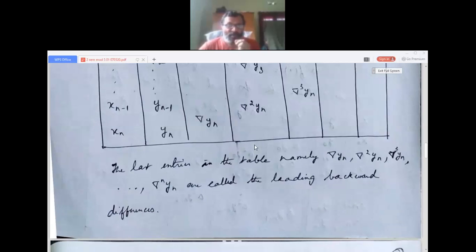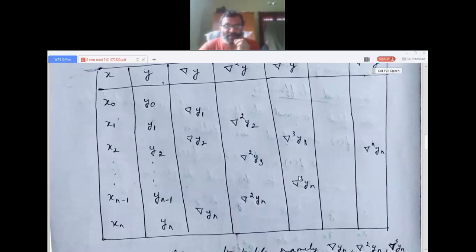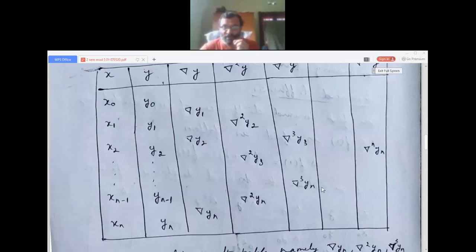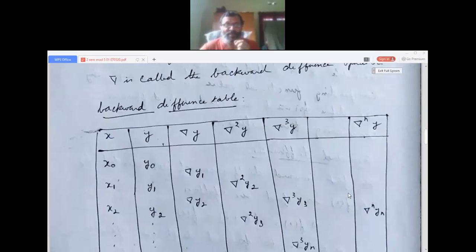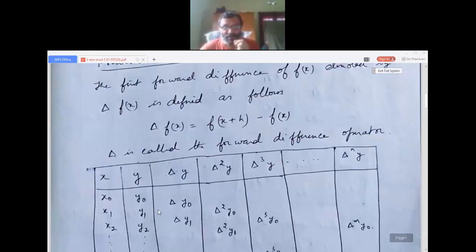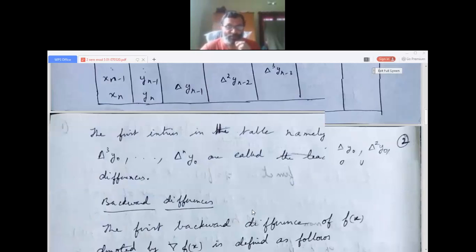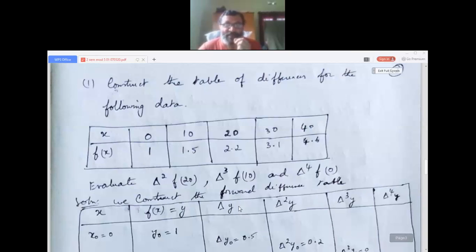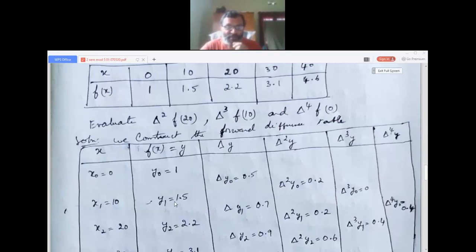Here the leading entries of the table are called leading backward differences. See, the last entries here, del y n, del squared y n, del cubed y n, until del n y n, these are called backward differences. And the upward leading entries, del y naught, del squared y naught, del cubed y naught, del n y naught, are called the leading forward differences. Then we saw how to construct a forward difference table. Backward is also the same, you just have to write in the middle and subtract.